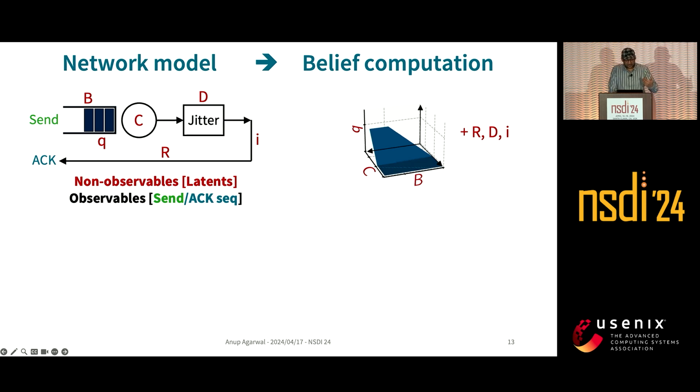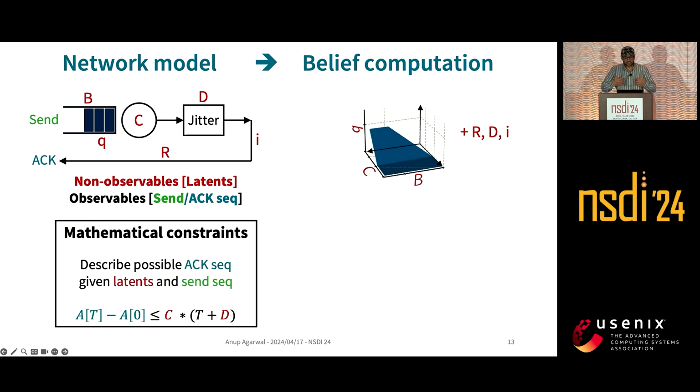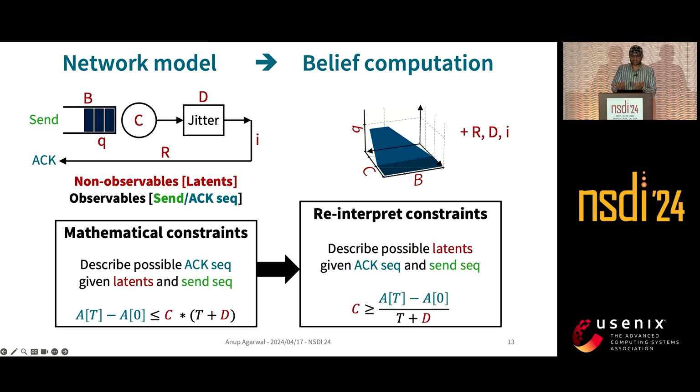Also, the mathematical encoding of the network model will use constraints to describe the possible ACK sequences an algorithm may receive for different choices of latent variables and sending sequences. If we just reinterpret what quantities we treat as known versus unknown, we can use the exact same constraints to infer what latents could have produced the ACK and sending sequence observations of the CCA. This is exactly the definition of the belief set and describes belief computations.